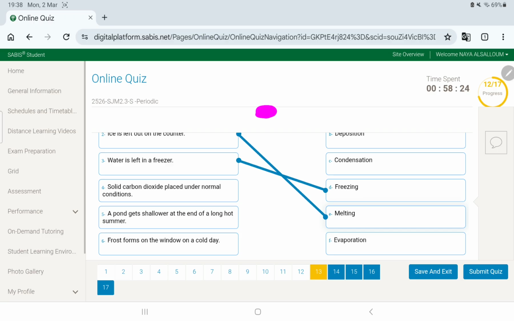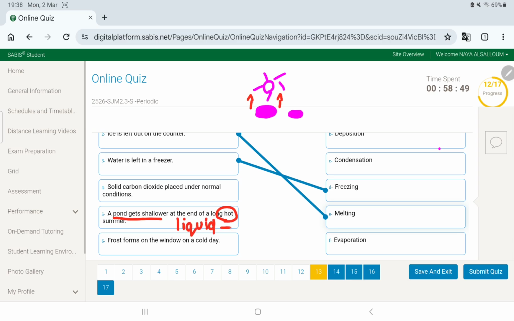Okay? It was a really hot summer. Okay? And now let's say the pond, it shrunk. It got shallower. What do you think happened to the liquid? It must have evaporated, right? Because of how hot it was. So, when a pond gets shallower after a hot summer, also, what's a pond? It's a liquid.